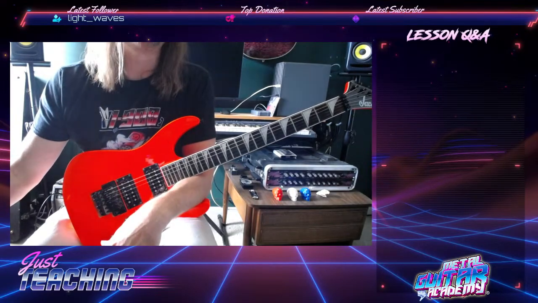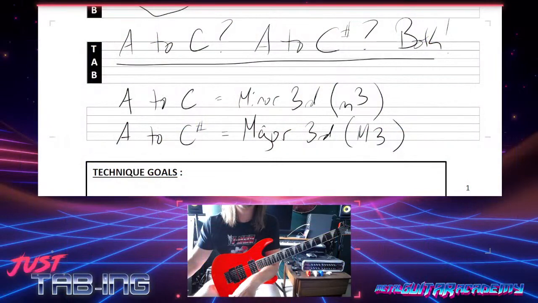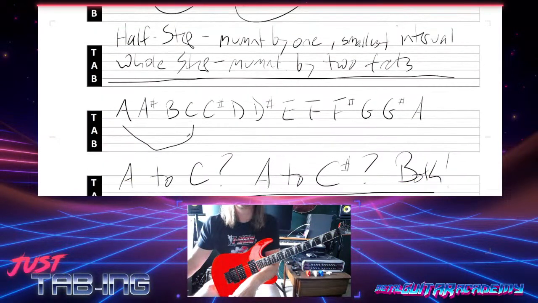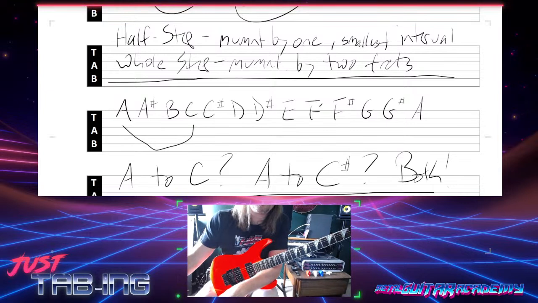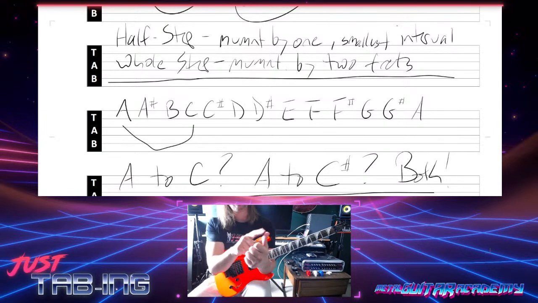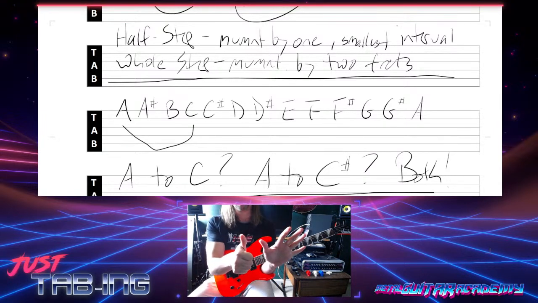What if we take a look at, back up here. What if we did A to F versus A to F sharp? Okay, so keep that in mind. We're doing A to F sharp. Well, just in terms of the letters, right? A, B, C, D, E, F.